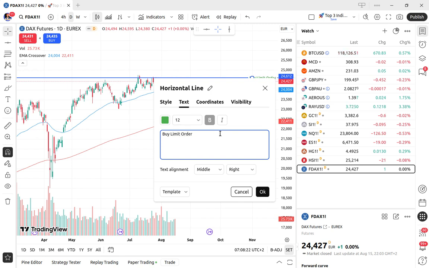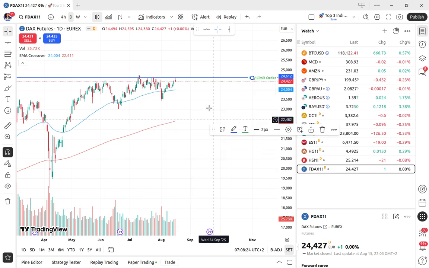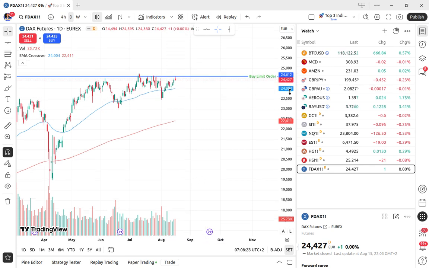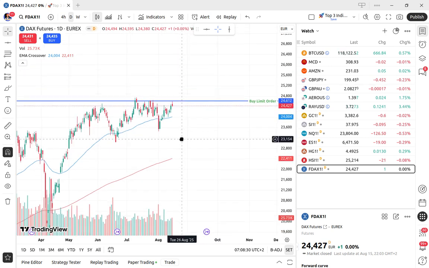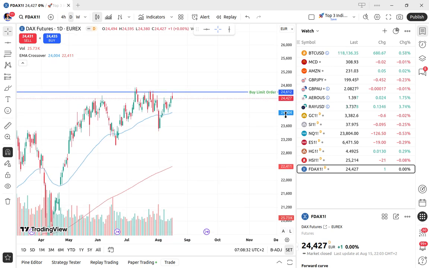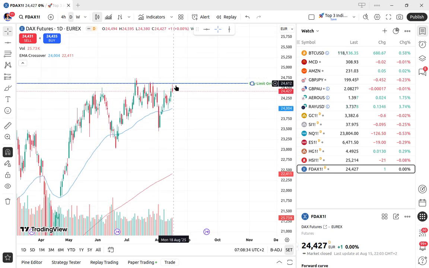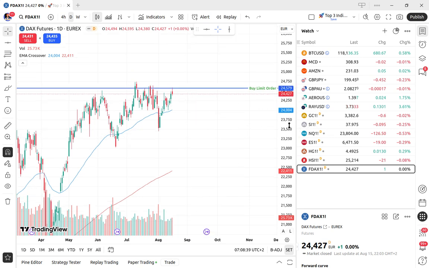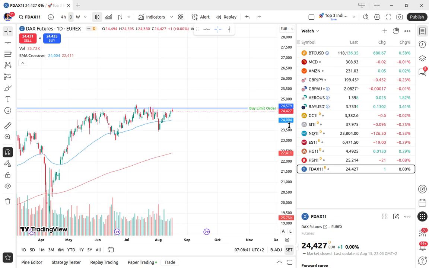Okay, there you go. So you place it right at the wick, the top wick of the candle right there. That's where you place it, at the top wick.